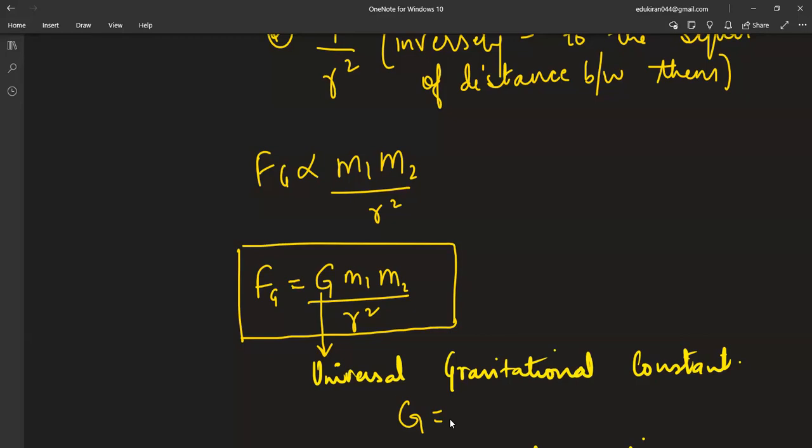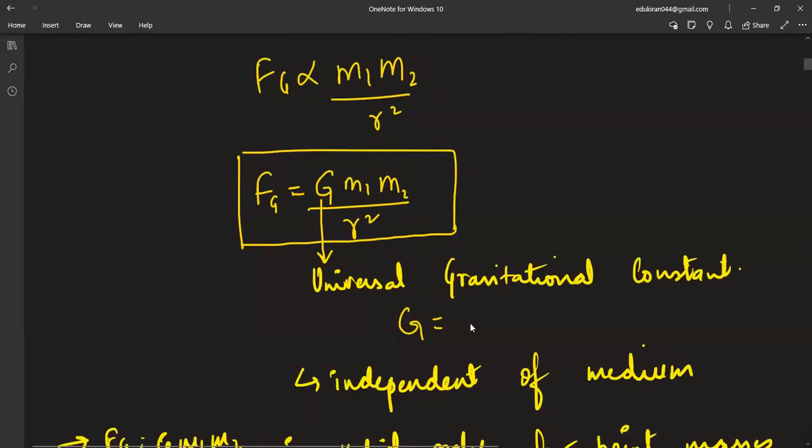It's better if you skip this lesson, your syllabus will also be reduced and you'll be able to focus on other lessons. Because without this value, you'll not be able to solve and attempt the questions of this lesson. So I am telling you, revise this value and come in the next class. This value is 6.67 into 10 to the power minus 11 Newton meter square per kg square.